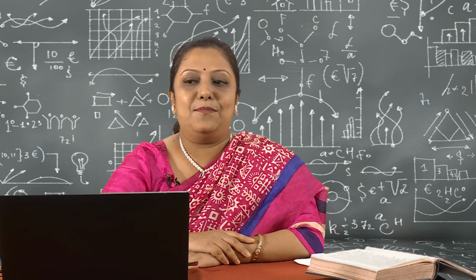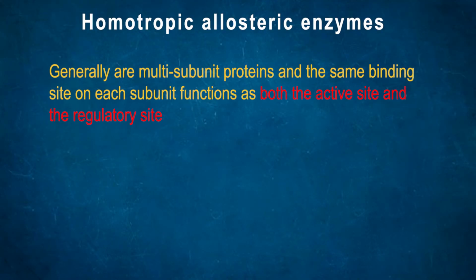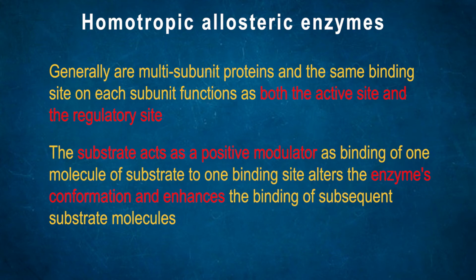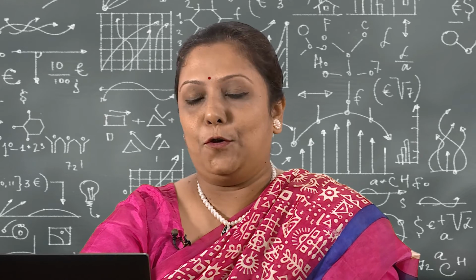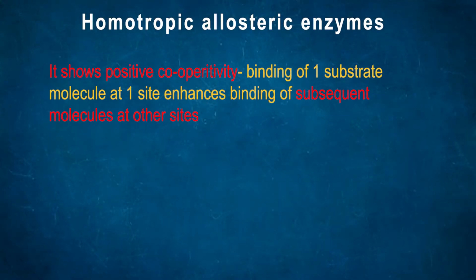Homotropic allosteric enzymes generally are multi-subunit proteins and the same binding site on each subunit functions as both the active site and regulatory site. The substrate acts as a positive modulator, as binding of one molecule of substrate to one binding site alters the enzyme's conformation and enhances the binding of subsequent substrate molecules. It shows positive cooperativity, that is, binding of one substrate molecule at one site enhances the binding of subsequent molecules at other sites.